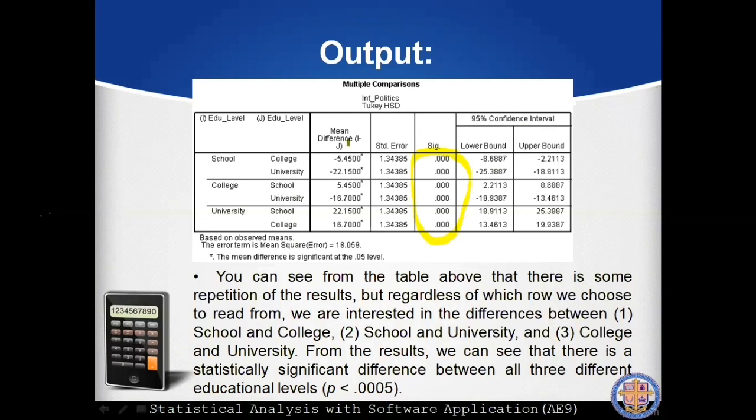So, lahat sila, pag kinompare mo yung school sa college, yung interest in politics, magkaiba. Kasi ang p-value ay 0.00. Pag kinompare mo yung school sa university, magkaiba rin, 0.00. Paulit-ulit lang. So, dito ka lang mag-focus sa first row. So, as a whole, meron silang individual interaction. May significant difference in terms of educational levels only.